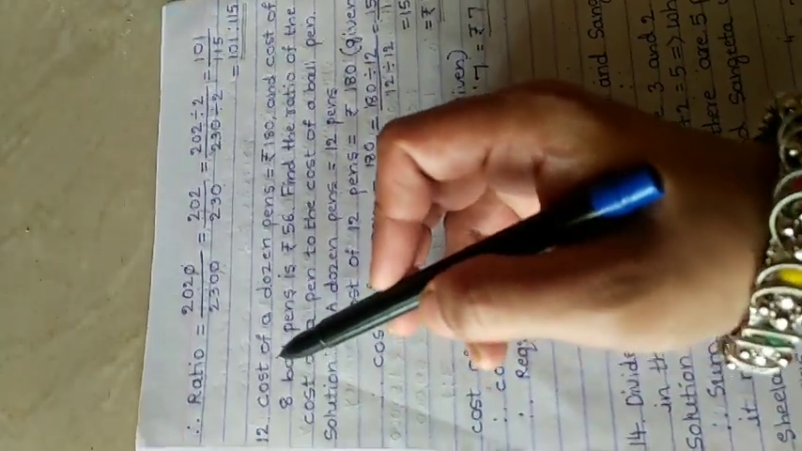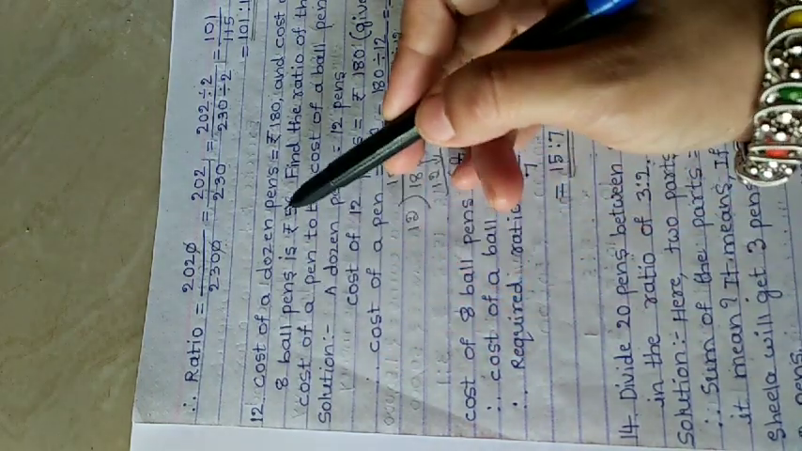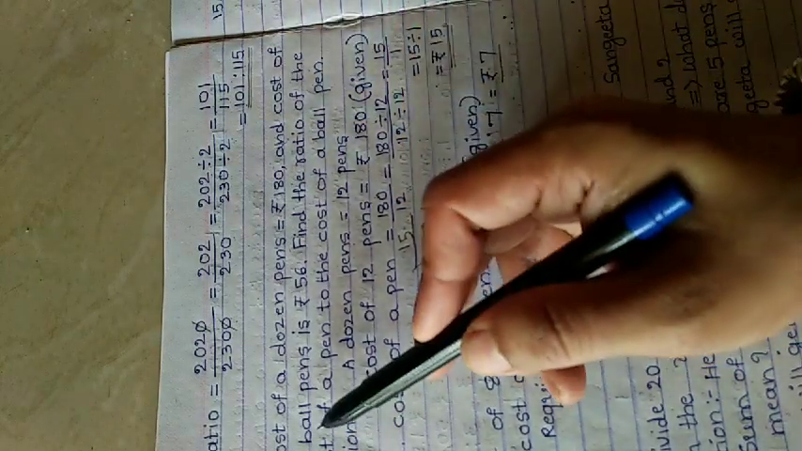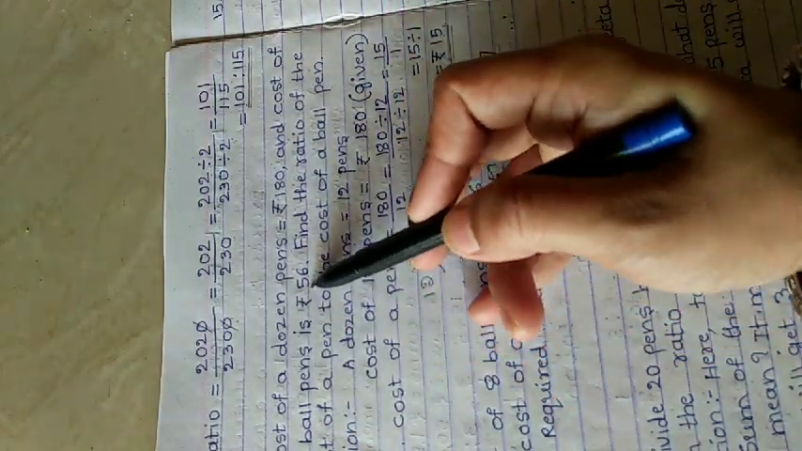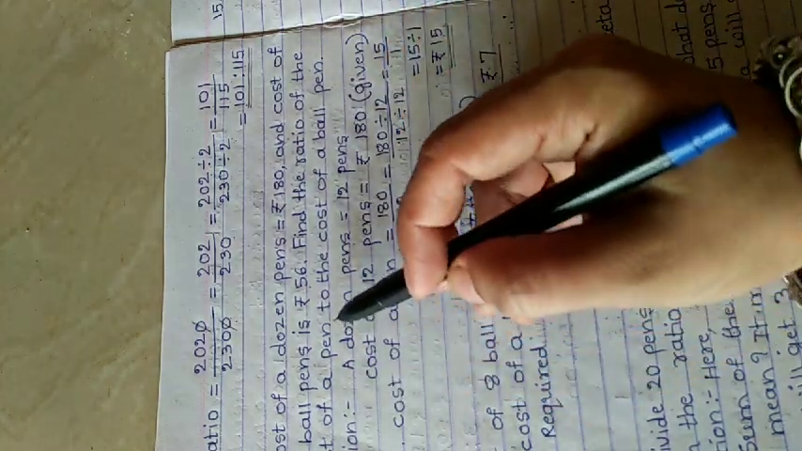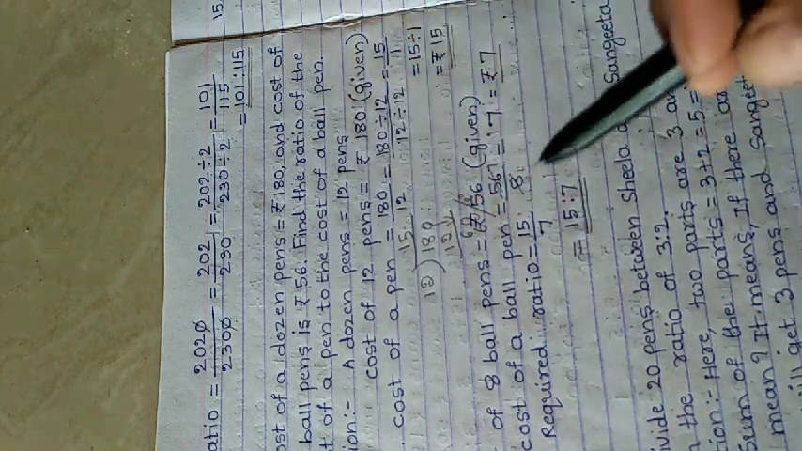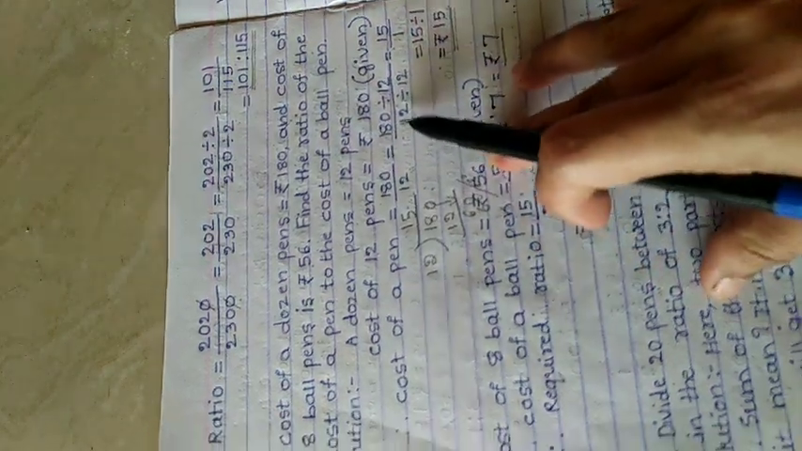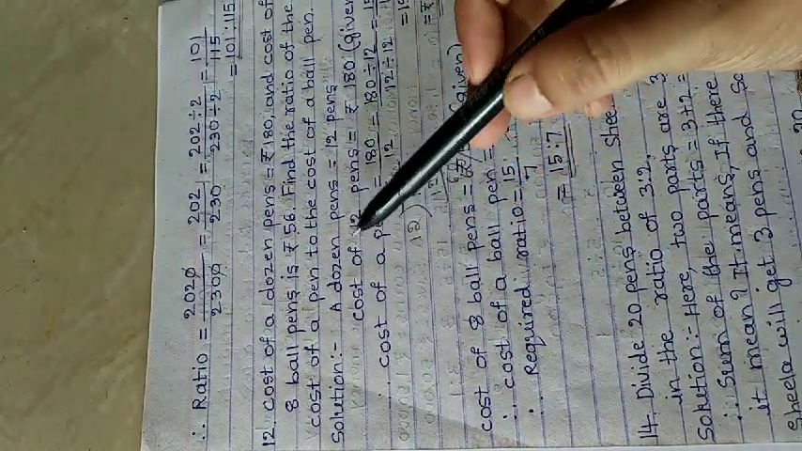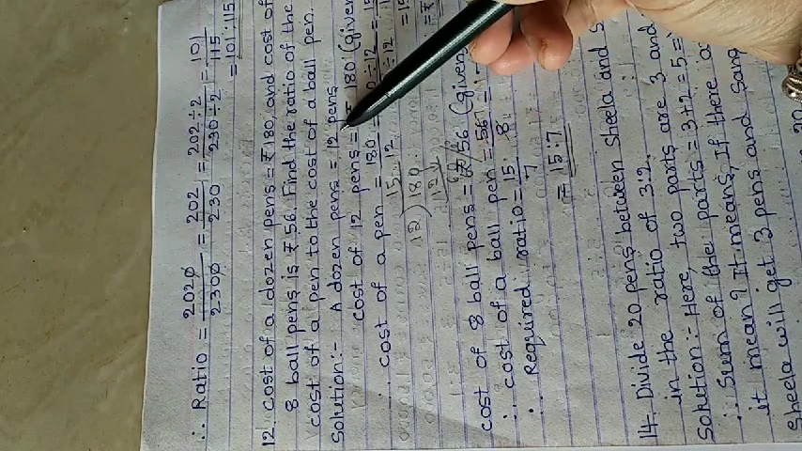Next, I will pass on to question number 12. Cost of a dozen pens equal to rupees 180 and cost of 8 ball pens is rupees 56. Find the ratio of the cost of a pen to the cost of a ball pen. First, you have to try to understand the problem. They have given cost of dozen pens. What is the meaning of a dozen pens? A dozen pens is equal to 12 pens.